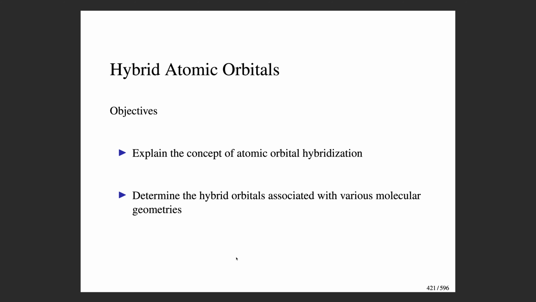Recall from the previous chapter that we looked at all sorts of different molecular geometries: linear, trigonal planar, tetrahedral, all those different geometries. The goal of this video is to explain where those geometries come from. Why do molecules adopt those particular geometries?